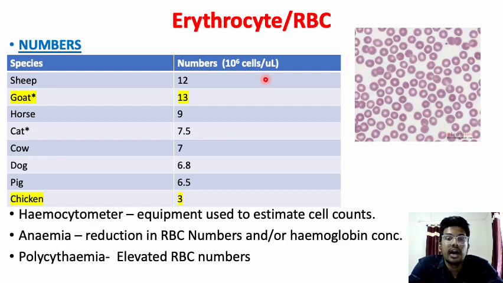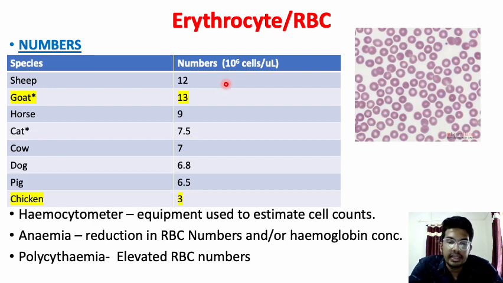13 million RBCs are present per microliter of blood. While in case of chicken, it is only 3 into 10 raised to 6 cells per microliter. That means only 3 million cells are present per microliter of blood. And other species will be in between this 13 and 3, we can see. In case of the mammals, we can see that pig is having the least amount of RBCs. It is 6.5 into 10 raised to 6 cells per microliter.